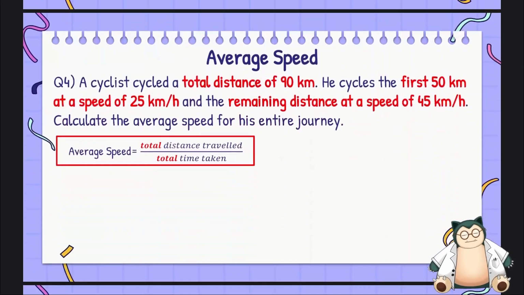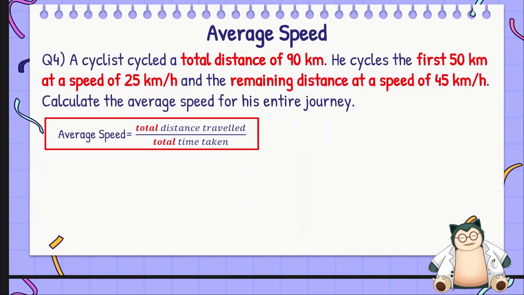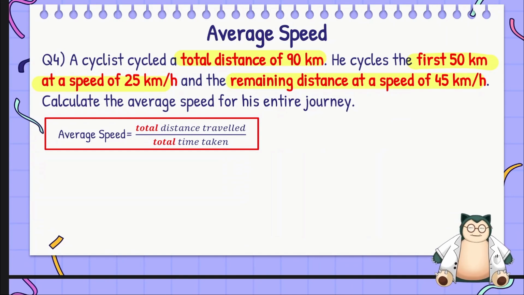Alright, let's look at this question. A cyclist traveled a distance of 90 kilometers. The first 50 kilometers at a speed of 25 km per hour and the remaining distance at a speed of 45 km per hour. Calculate the average speed for his entire journey. So first thing, we write our average speed formula. Average speed is the total distance divided by total time.